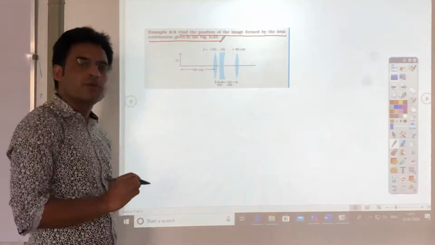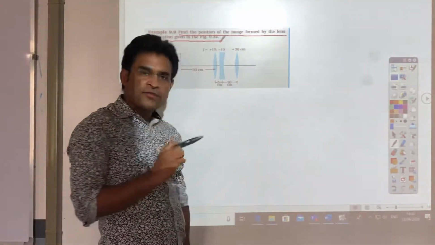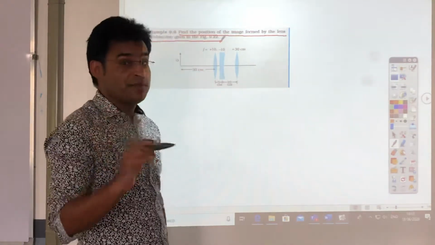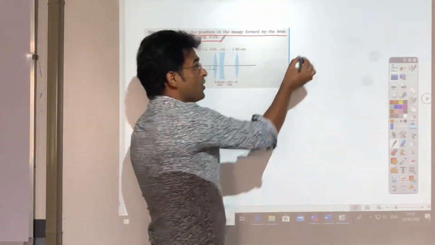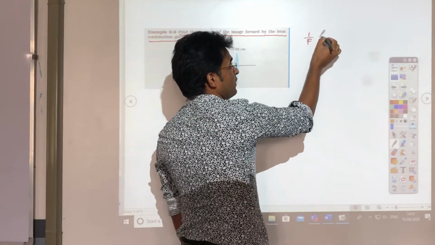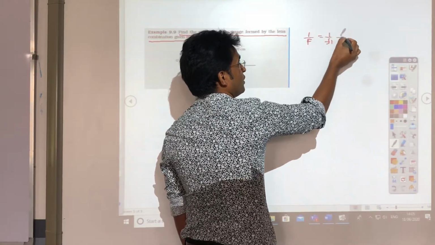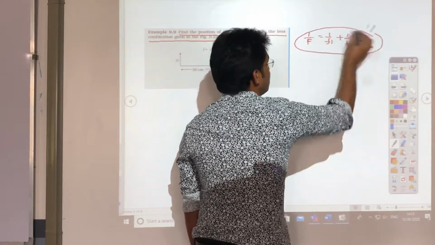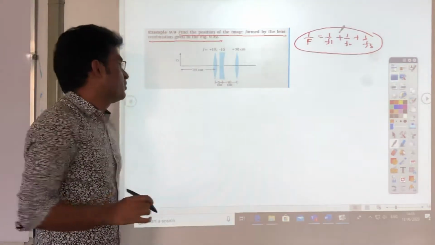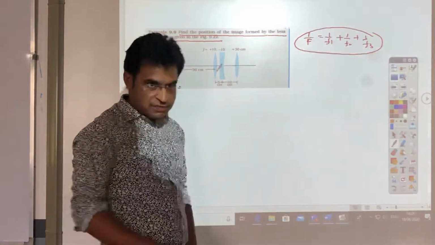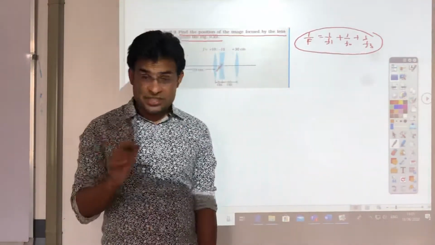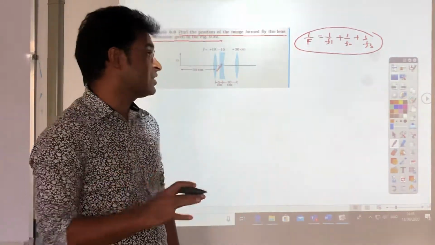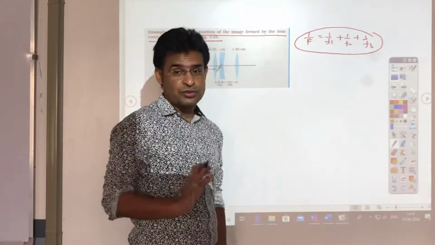In figure 9.22, we have to find the final distance of the image, where it will form. If I want to use the formula 1 by f1 plus 1 by f2 plus 1 by f3, I cannot use it in this case, because there is a gap between the lenses. This formula is only applicable if lenses are adjacent, in contact. Only then can you use this formula, otherwise no.